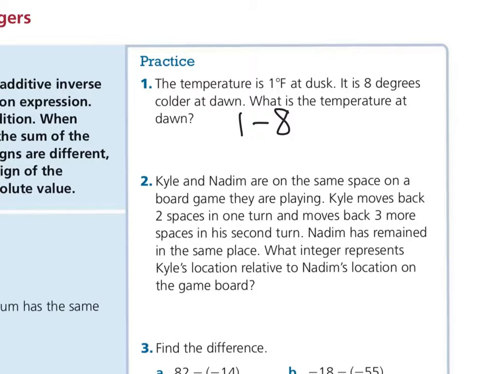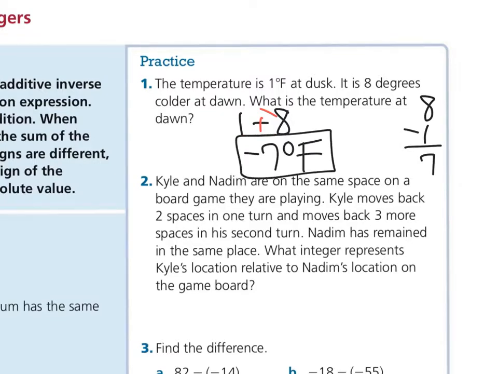And like I said, subtracting, we can add the opposite, make it into an addition problem. Once we make it into an addition problem, just like we did in the previous lesson, different signs, we're going to subtract these. Is 7. I had more that were negative, so the answer would be a negative 7 degrees Fahrenheit.